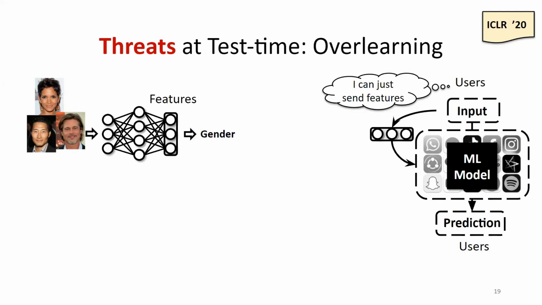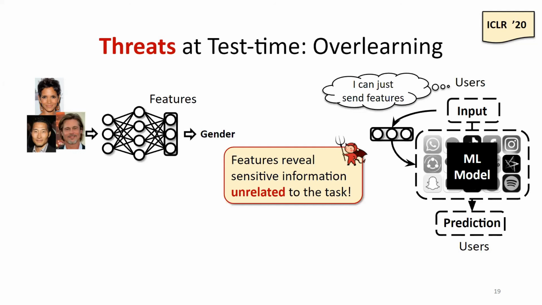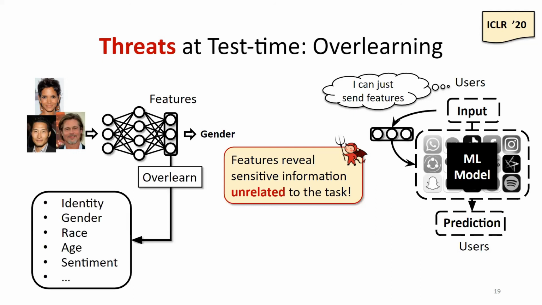However, as the title suggests, even though these features are learned for a certain task, they can actually reveal sensitive information about the input that is unrelated to the task. For example, the features trained for gender classification can also be useful for inferring information like your identity, your sensitive demographic information like race or age, and also the sentiment on your face. And this overlearning problem can raise a privacy concern.